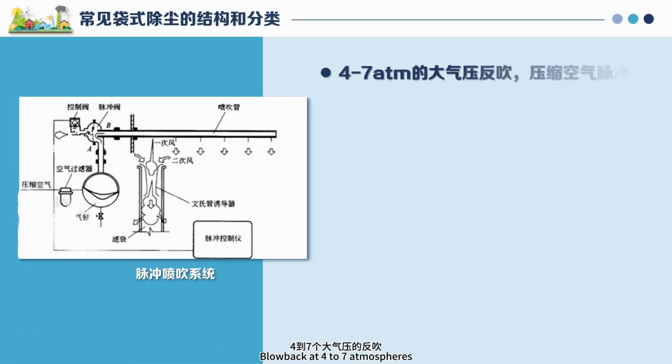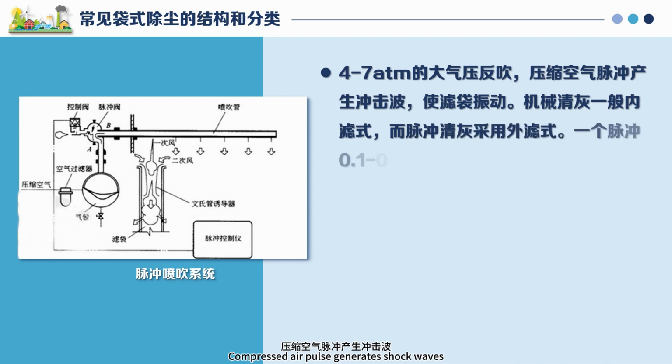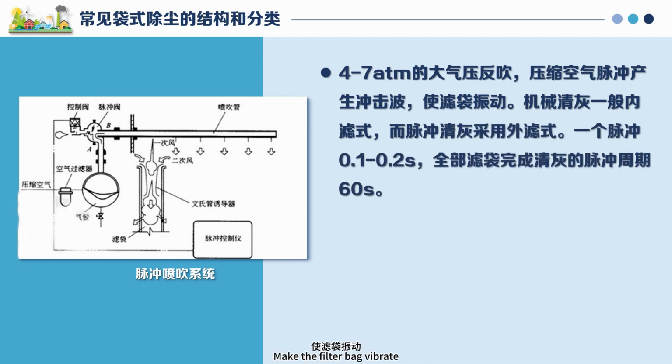Backflow at 4 to 7 atmospheres. The compressed air pulse generates shock waves that make the filter bag vibrate. Mechanical ash cleaning generally uses the internal filtration type, and pulse cleaning adopts an external filter type. 1 pulse lasts 0.1 to 0.2 seconds. Pulse cycle of 60 seconds for all filter bags to complete ash cleaning.